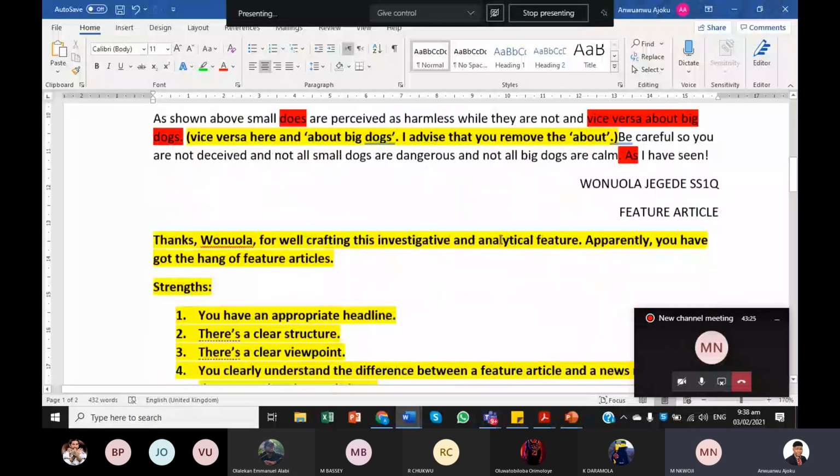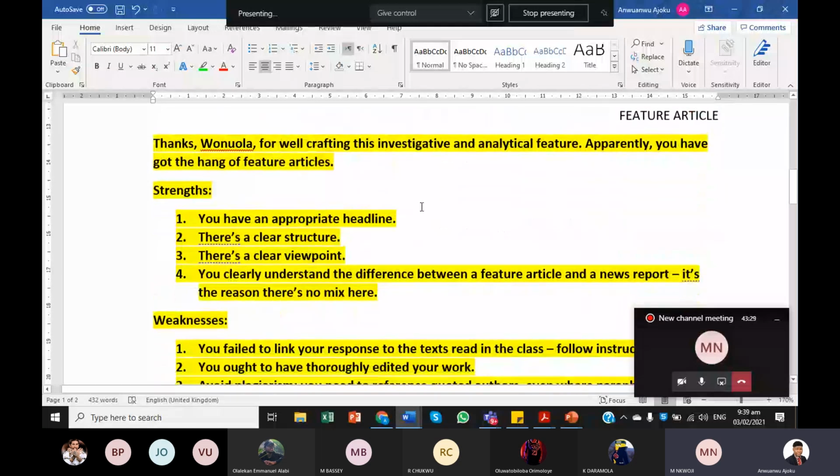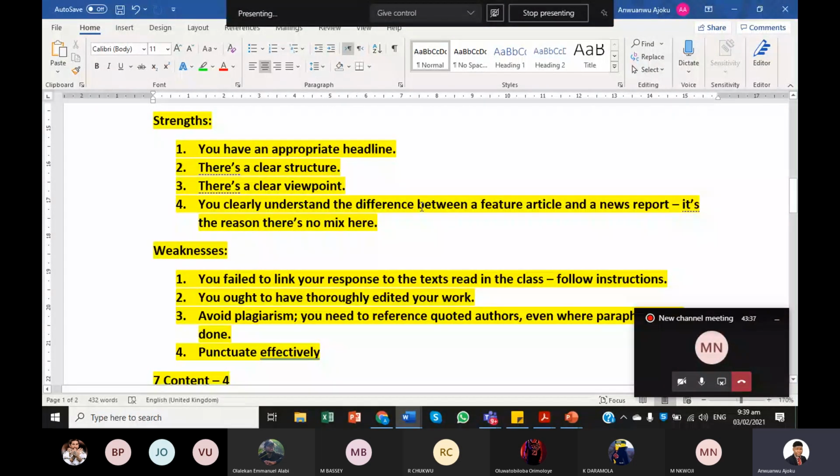Okay. Now, based on my comment here, I say thanks, Wonola, for well crafting this investigative and analytical feature. Apparently, you have got the hang of feature articles. Now, strengths. You have an appropriate headline, which is fitting. There is a clear structure, there is a clear viewpoint. You clearly understand the difference between the feature article and the news report. It's the reason there is no mix here.